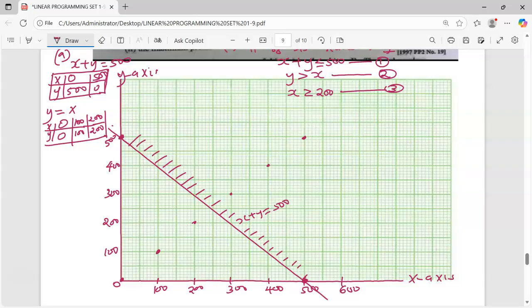Once we have done that, again we are going to draw the line joining all these points. But since the inequality is greater than, we are going to draw a broken line joining all these points. In this case, we're going to draw a broken line this way. That way.